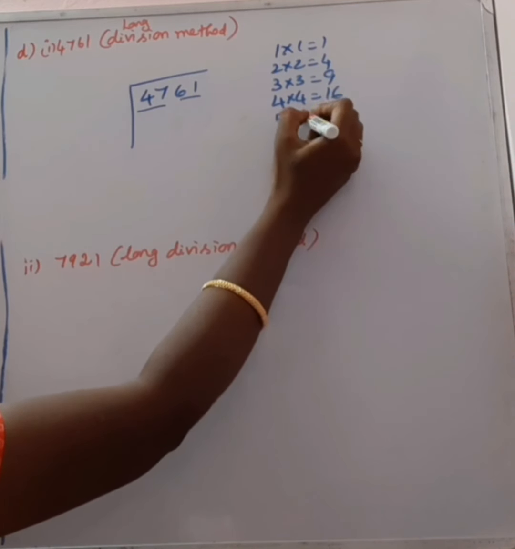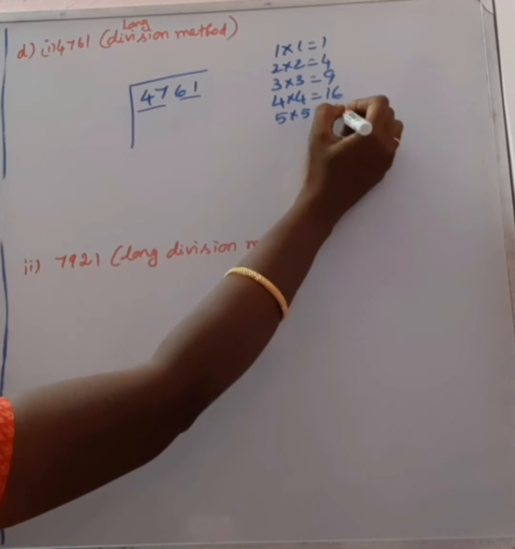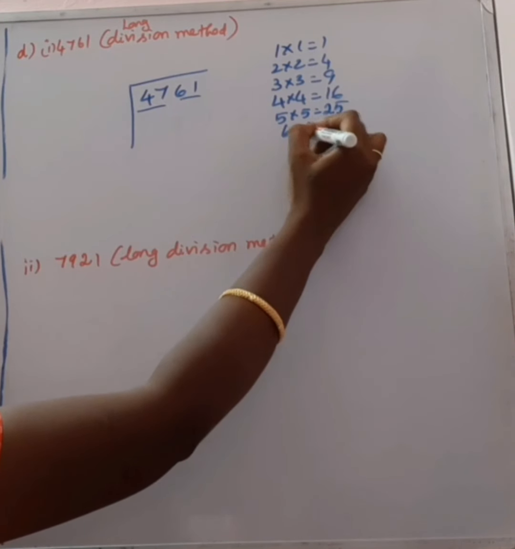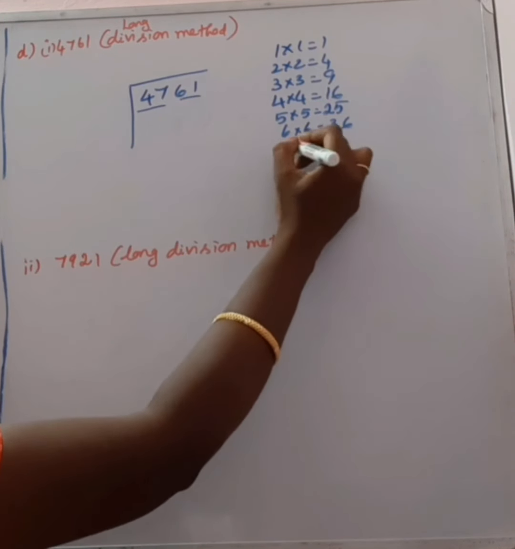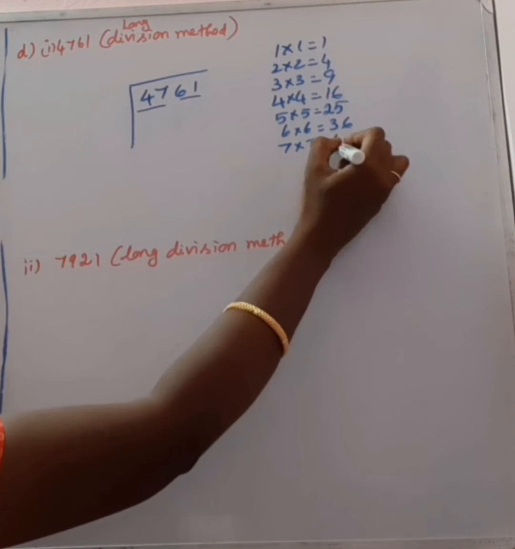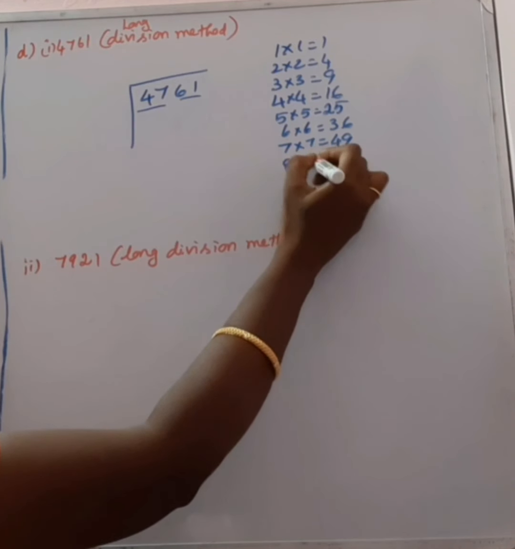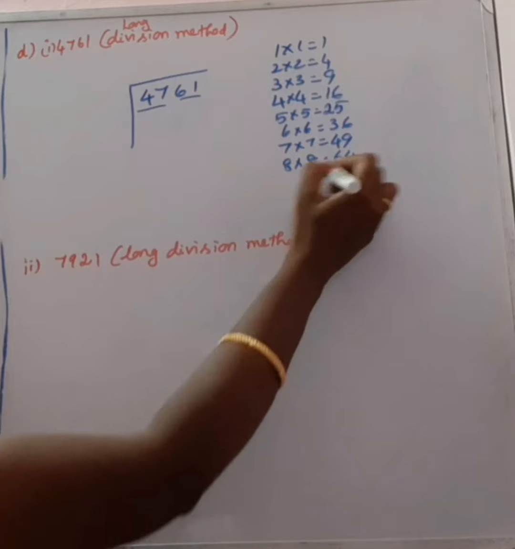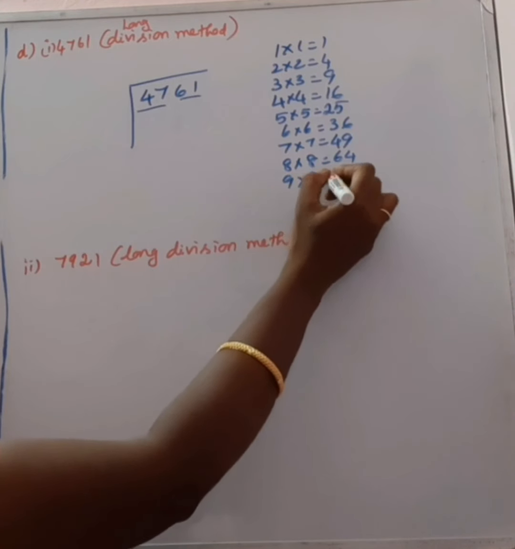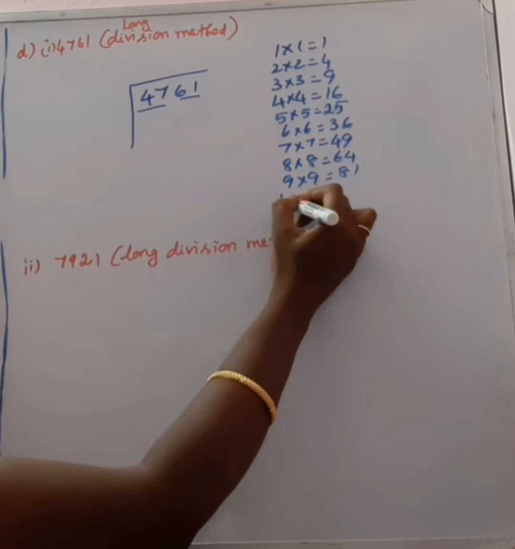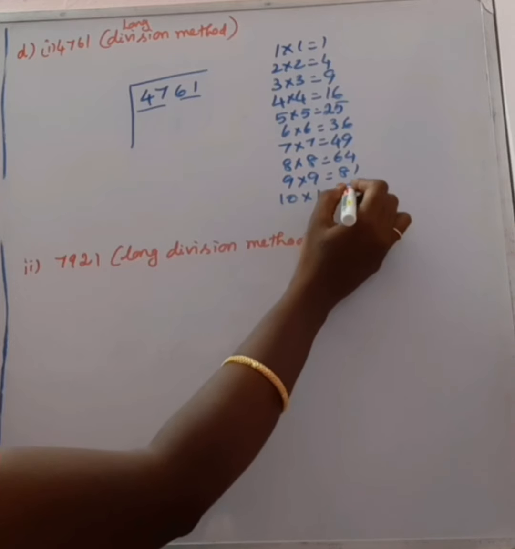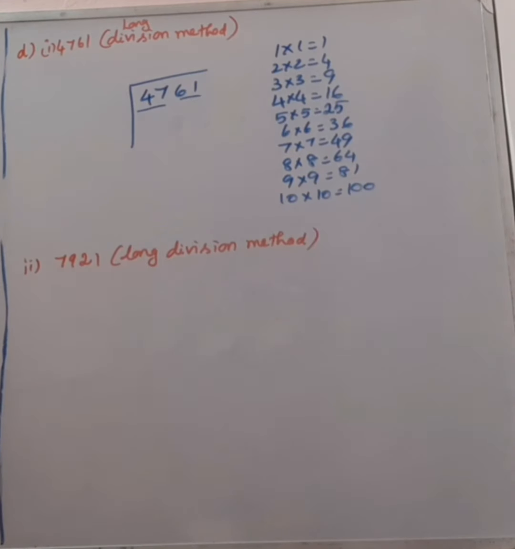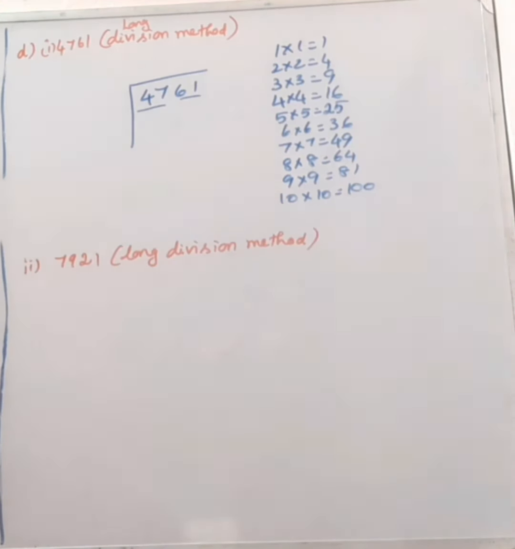5 5s are 25. 6 6s are 36. 7 7s are 49. 8 8s are 64. 9 9s are 81. 10 10s are 100. Up to this you want. Okay. After that we will do that one.